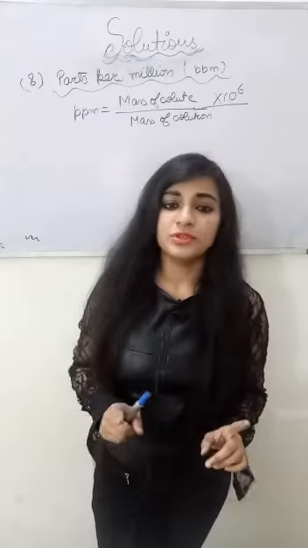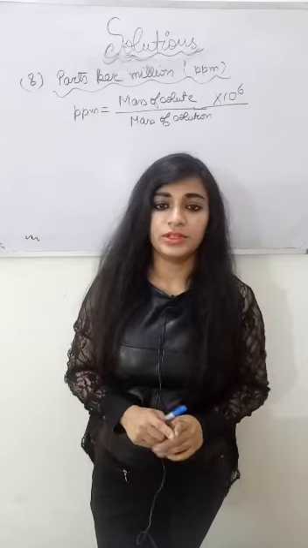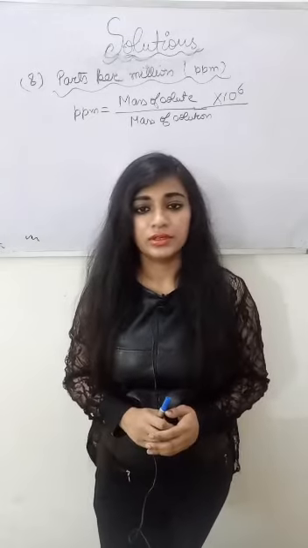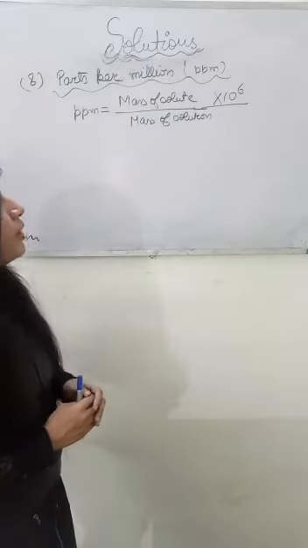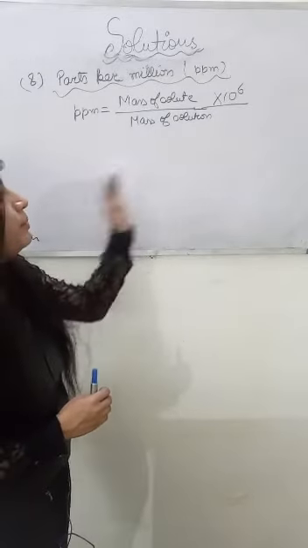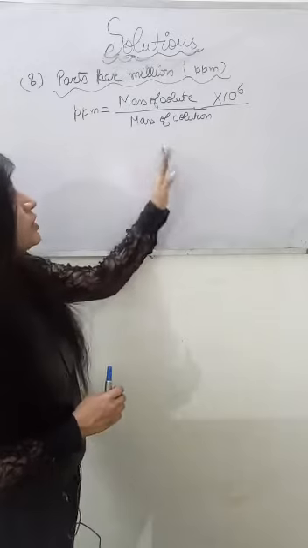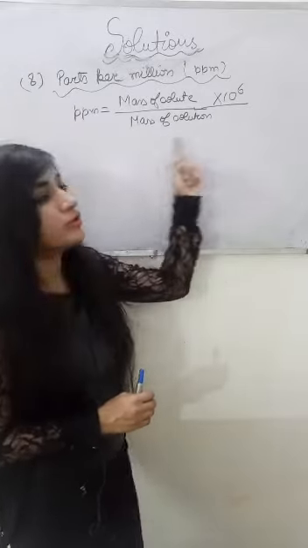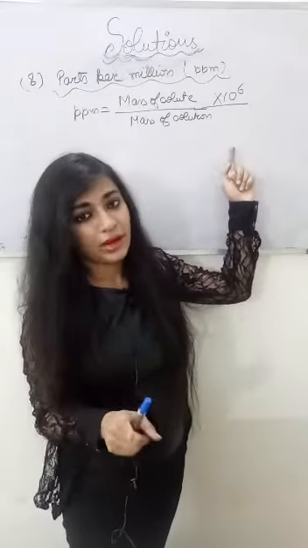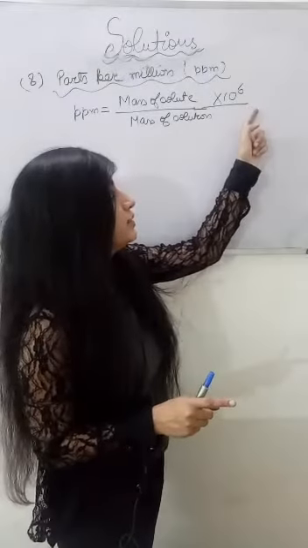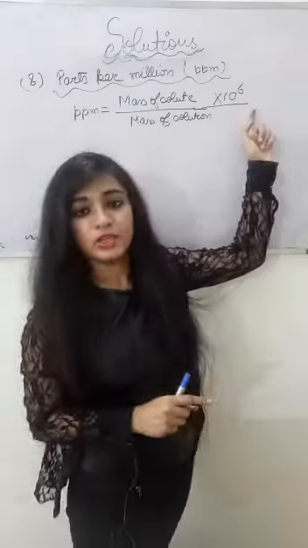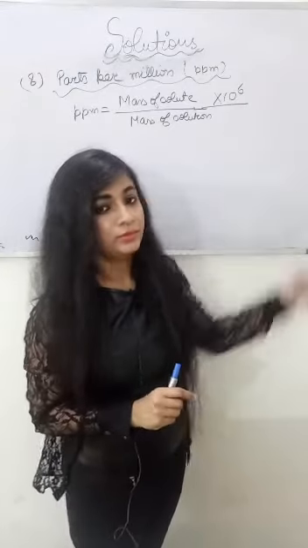Do not get confused with the percentage of solution. That was a very different topic. This is parts per million. What is the formula of parts per million? It is denoted by ppm. ppm is equal to mass of solute upon mass of the solution. For the solution, again you have to take the solute and solvent, and then multiply by 10 raised to power 6. Are you getting it?